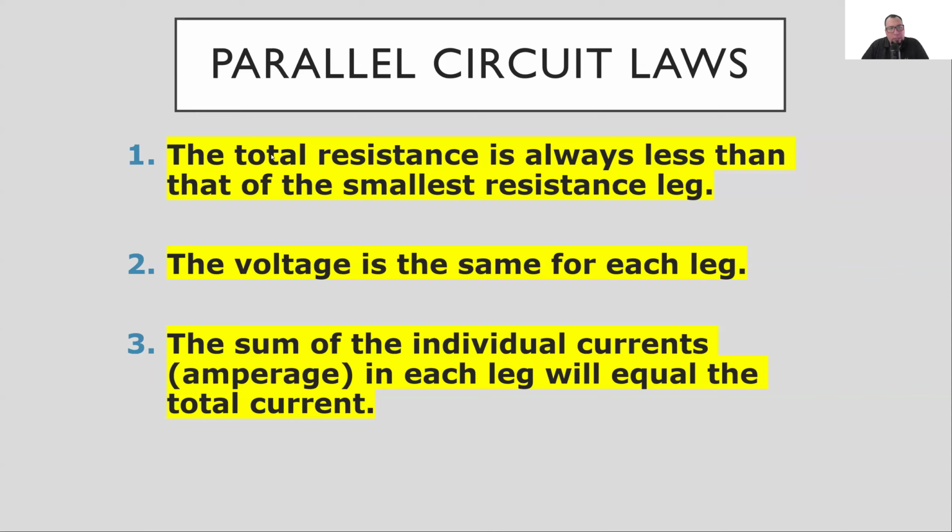The first one: the total resistance is always less than that of the smallest resistance leg. If we go back to series circuits, in order to get total resistance, we have to add up the resistors. In a parallel circuit, though, we do not add up the resistors. Again, I want to repeat, we do not add up the resistors.